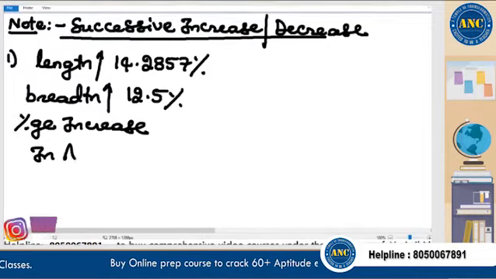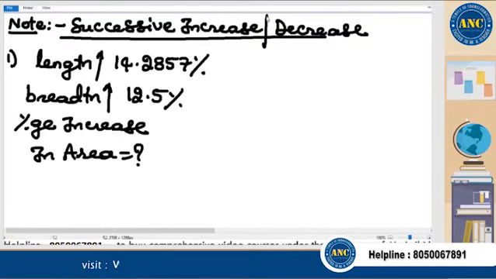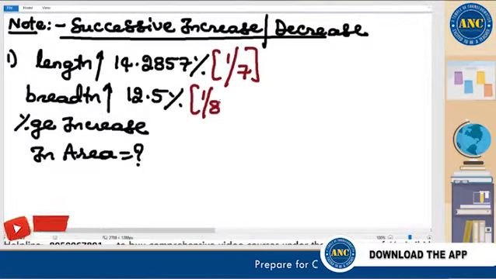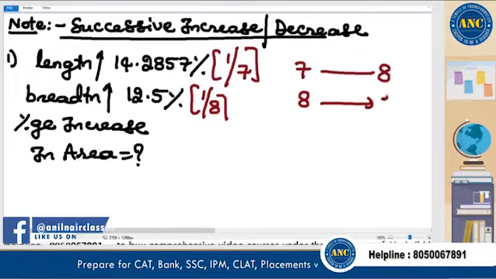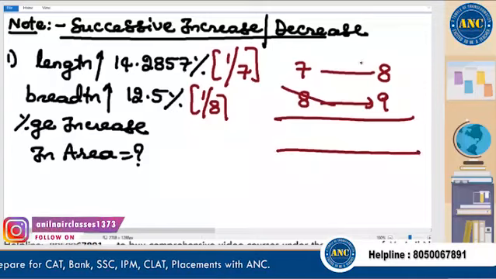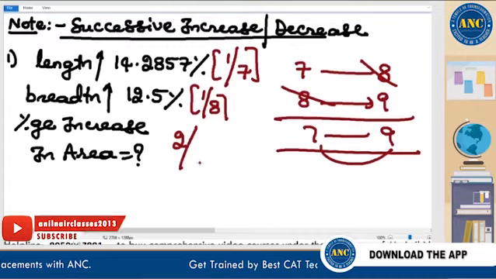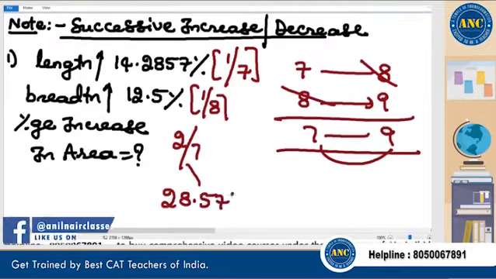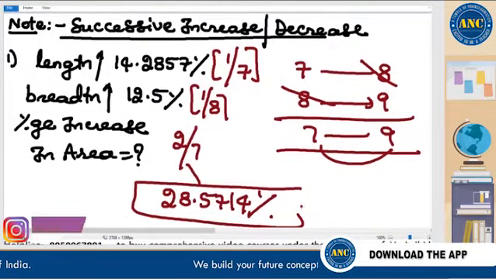Now, if your teacher is using A plus B plus AB by 100, she or he is an outdated teacher. She has not learnt all the new concepts which are developed. 14.2857% is 1 by 7 and 12.5% is 1 by 8. 7, 1 increase, it is 8. 8, 1 increase, it is 9. Area is length into breadth multiplied. 7 has become 9, an increase of 2 to get 9. 2 by 7. Answer is 28.5714. Without using any formula, you will get the answer.